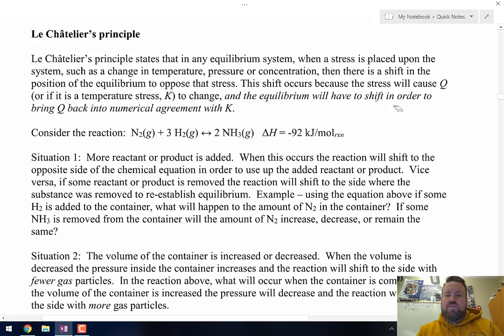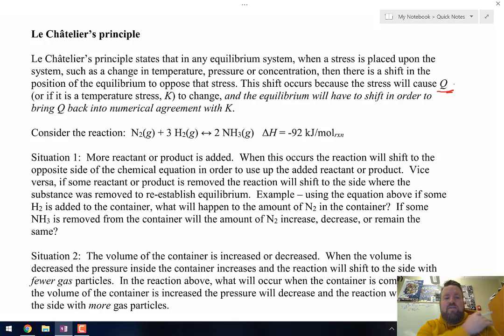This shift occurs when you change a chemical reaction. When that happens, it will cause the Q value to change, and then the equilibrium will have to shift, or proceed in a different direction, in order to bring Q back into numerical agreement with K.